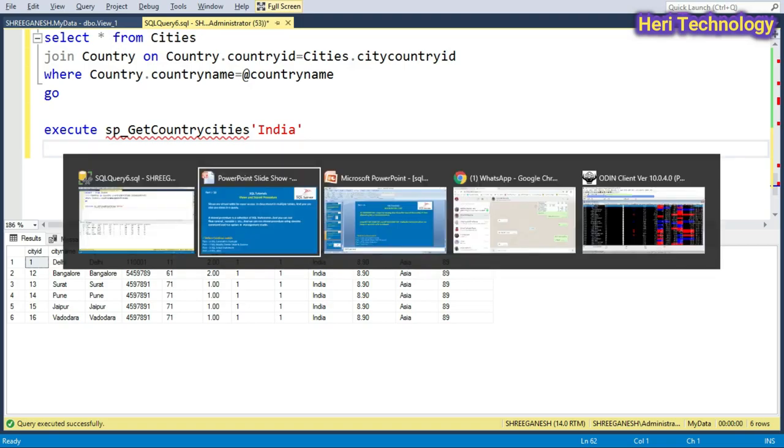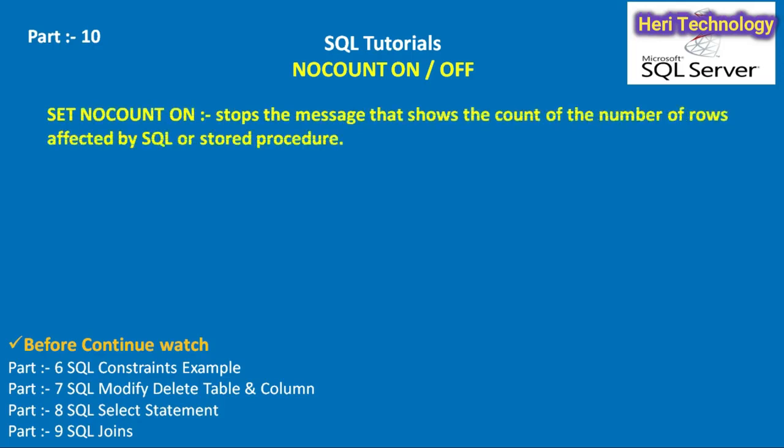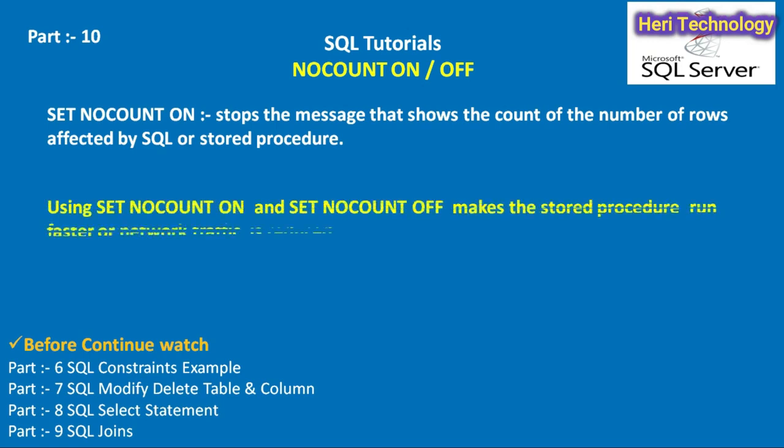So next is NOCOUNT ON or OFF. SET NOCOUNT ON stops the message that shows the count of the number of rows affected by a SQL statement or stored procedure, and using SET NOCOUNT ON and SET NOCOUNT OFF makes the stored procedure run faster or network traffic is reduced.